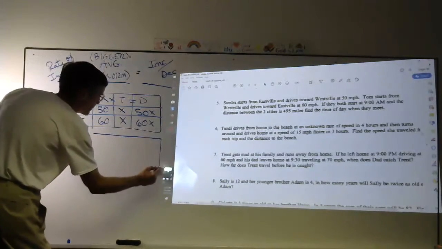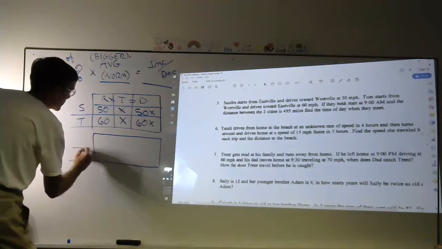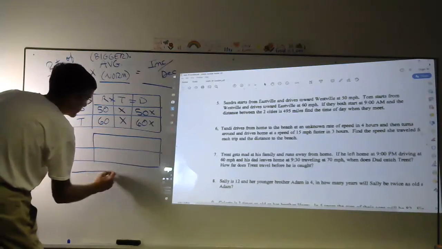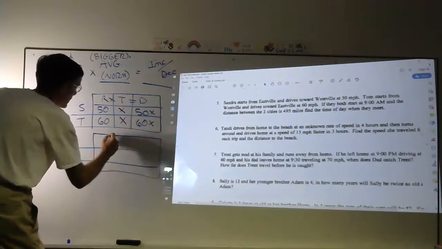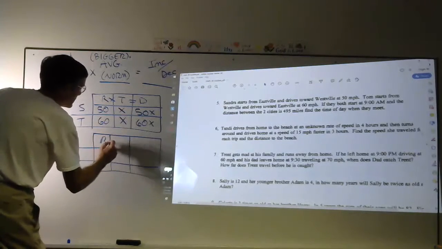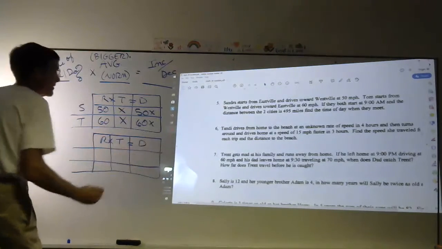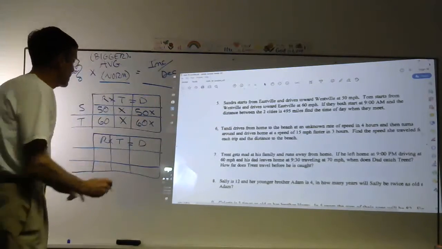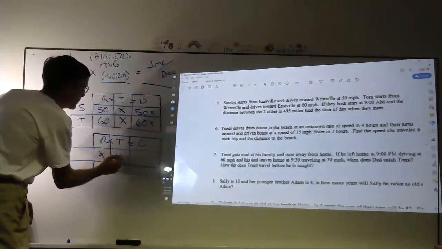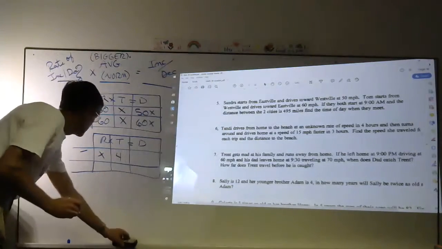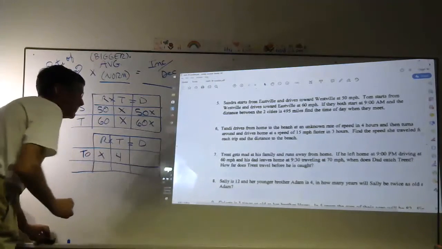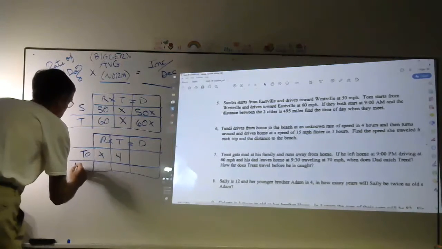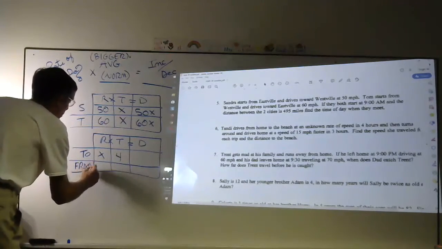Number 6, another rate, time, and distance problem. Let's make another chart. I have rate times time equals distance. Tandy drives from home to the beach at an unknown rate of speed, and it takes her 4 hours. So that's Tandy going to the beach. Now, she turns around and comes back home. So she returns, coming from the beach to home.